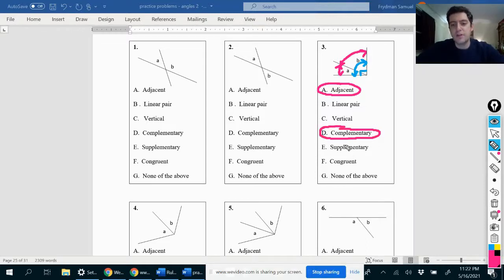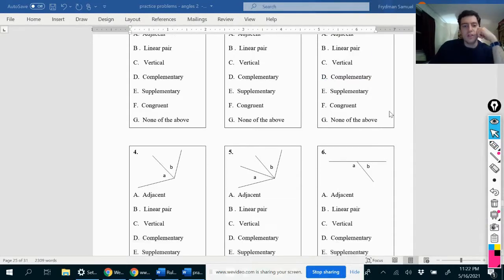They're not supplementary. If they add up to 90, they can't add up to 180. Okay, they're not congruent. We don't know that they're equal to each other. There is nothing to indicate that. So adjacent and complementary are the answers for that one.